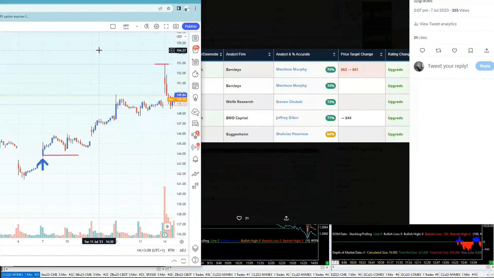It's still not a bad takeaway, is it? 144 to 153 for $9 a share. It was only in the market for 7 days, but what a lovely pickup right there, wasn't it? A lovely pickup on that trade.